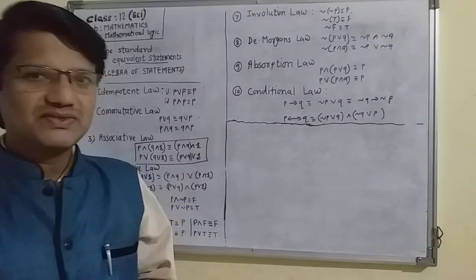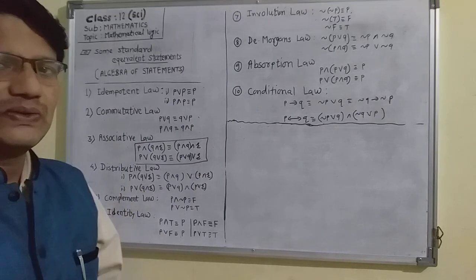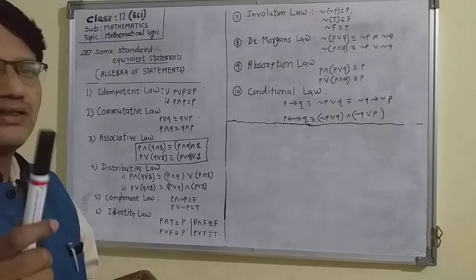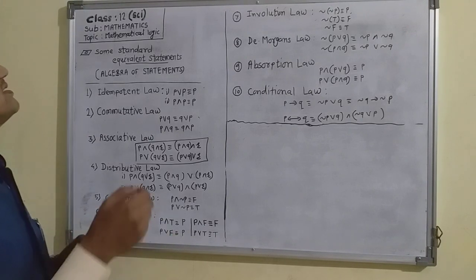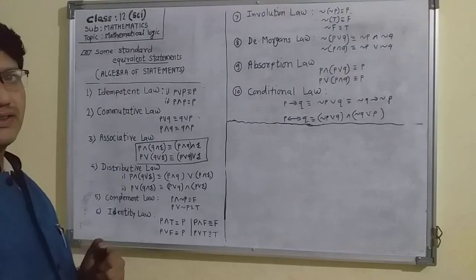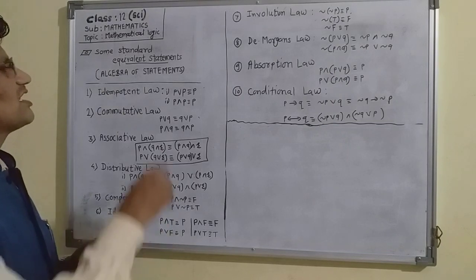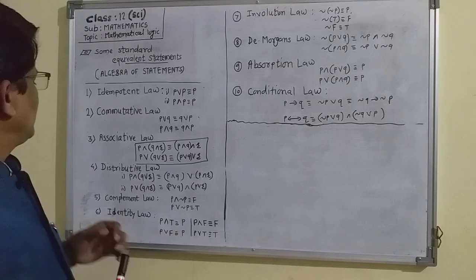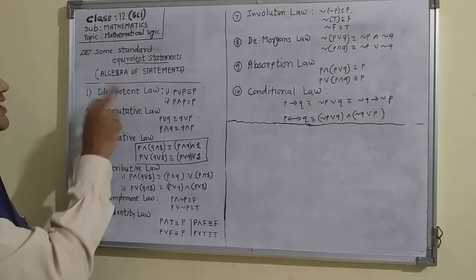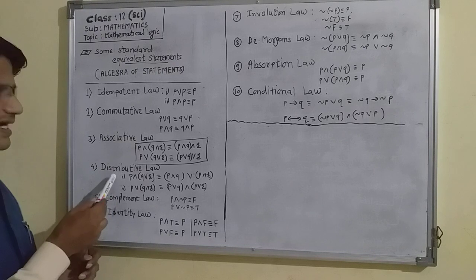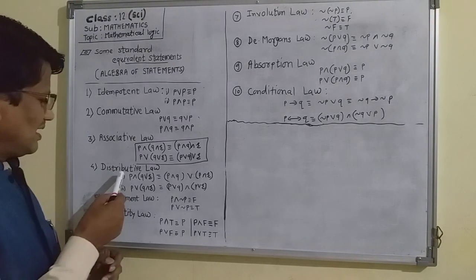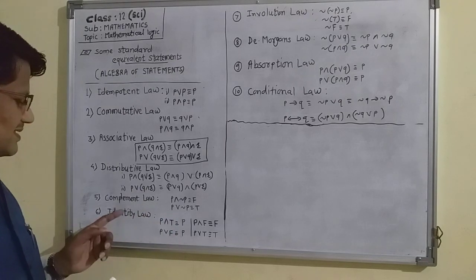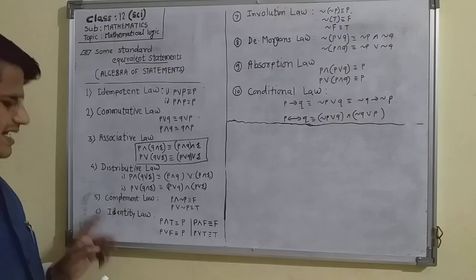Hello and welcome. Let us see now the next part of the mathematical topic. The topic is some standard equivalent statements, that is, algebra of statements. In the last video we have seen the results of idempotent law, commutative law, associative law and distributive law. Okay, let us see the proof of the next laws, complement law and identity law.